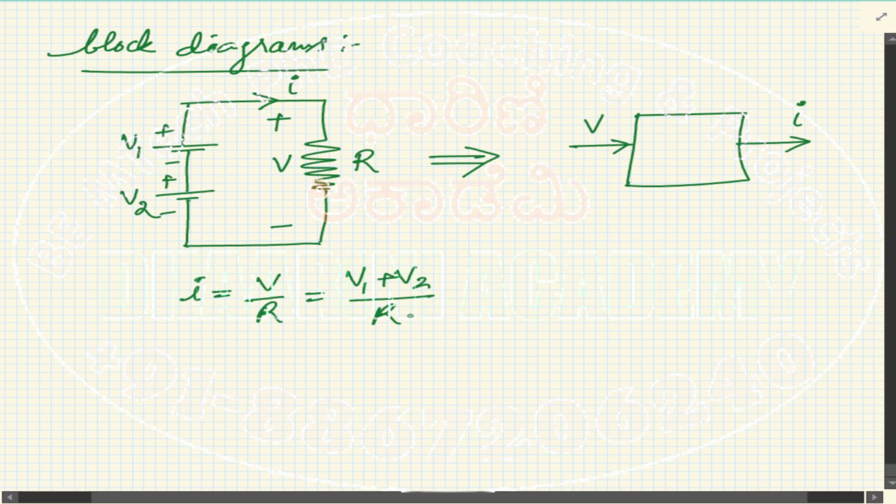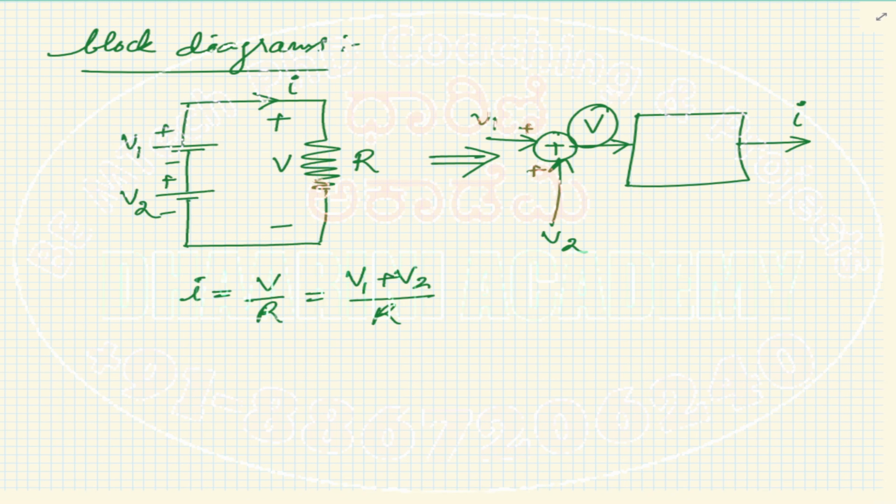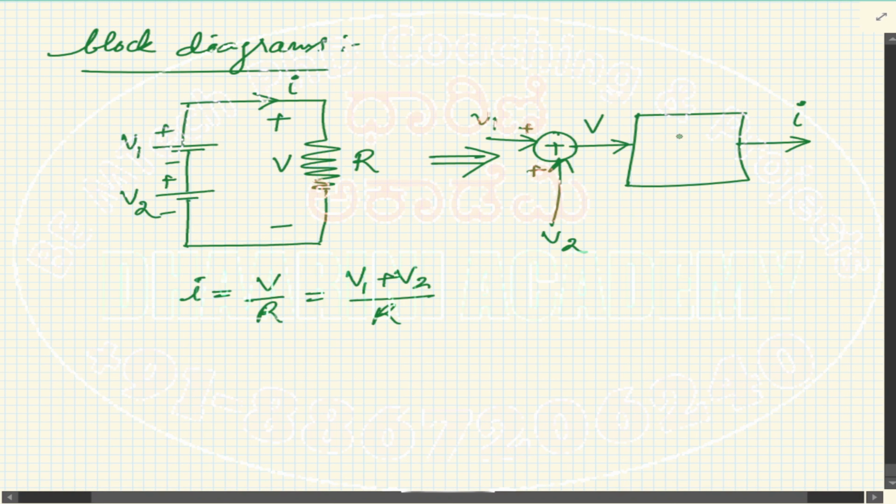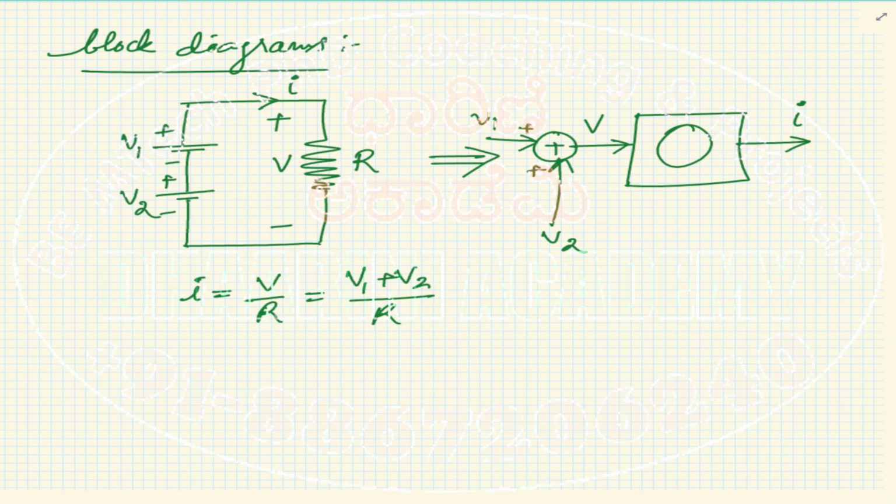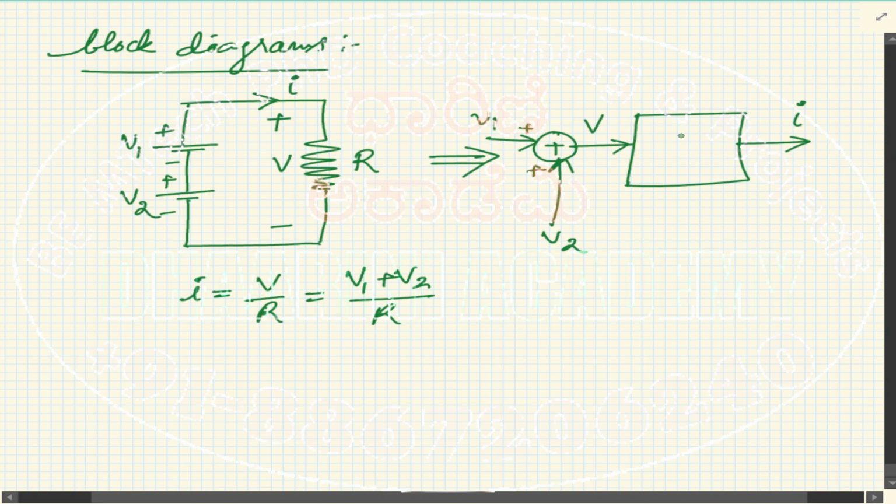By R. So it means V1 and V2 are the input variables. You have to add them up. So this is plus. From one side you give V1, from the other side you give V2, correct? So both are plus. V1 plus V2 comes here as V, right? This V is V1 plus V2. What should you write inside this block?